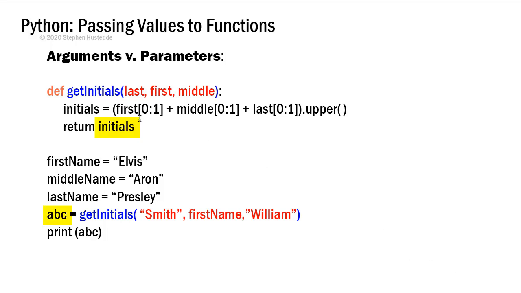So one last thing, the value that's returned, in this case it's a string, has to be in coordination or aligned to the variable data type. So ABC then is also a string. Well, that's how we pass values between a calling statement and a function.